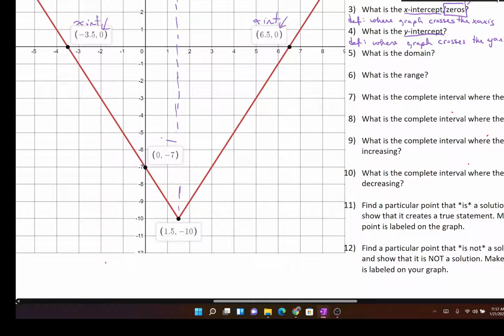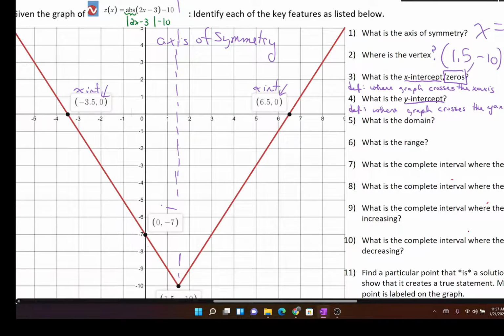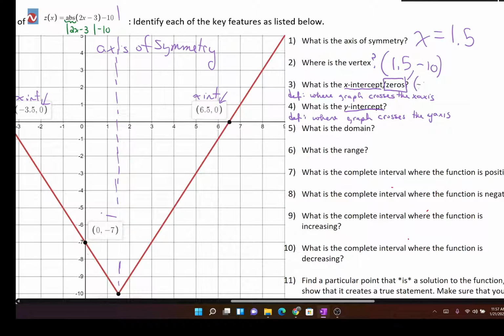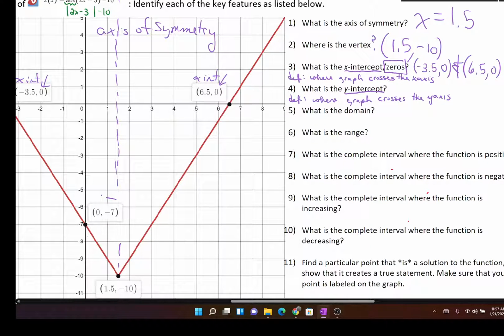Okay, so now that we have all of that, let's actually write them down. So the x-intercept is at negative 3.5 and the y value, again, remember this, will always be 0. And then the other x-intercept is 6.5 and also the y value is 0. The y-intercept is down here, and I had it marked, and I'm sorry I erased it. My y-intercept down here, what do we use that for?